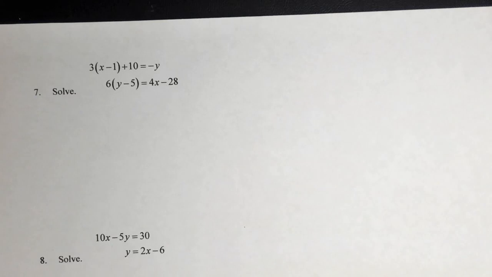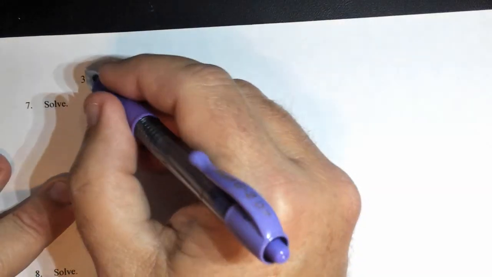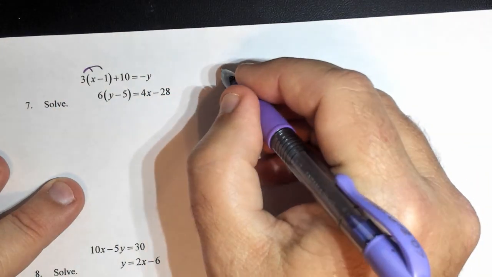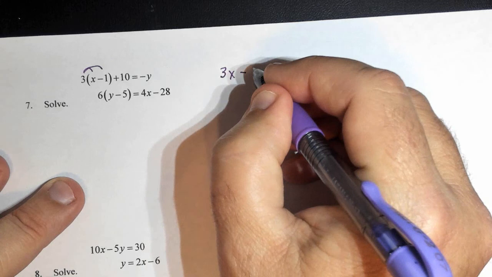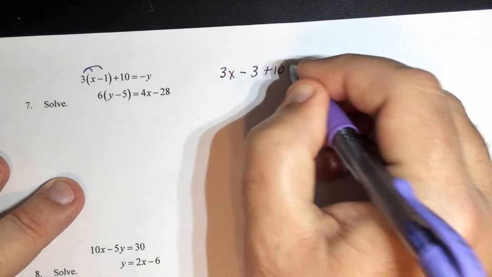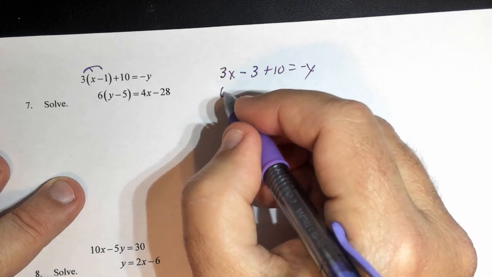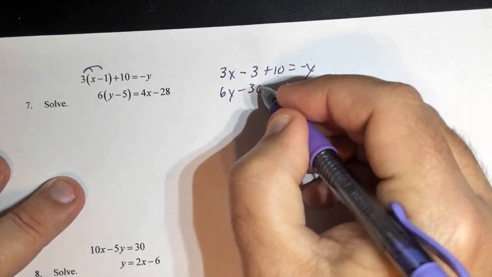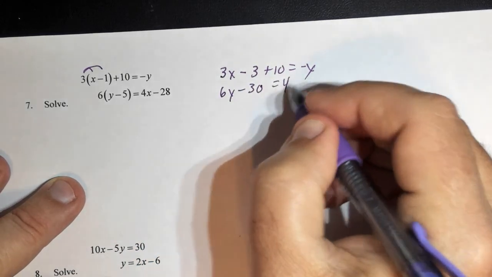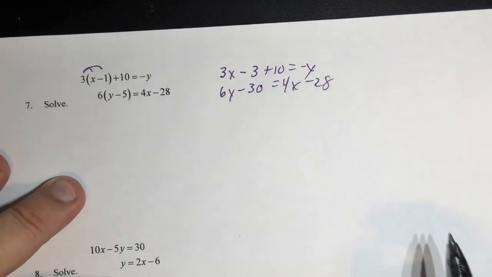Okay, so as we look at 7, we got some work we got to do. So we're going to look at this. We're going to distribute just to see what we get. 3x minus 3 plus 10 is equal to negative y. This is going to be 6y minus 30 is equal to 4x minus 28.